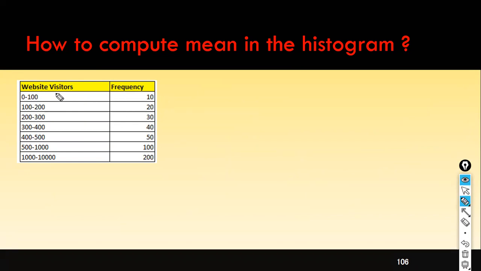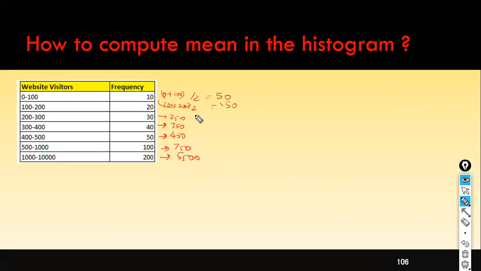So 0 to 100. 0 plus 100 divided by 2 is 50. That is the midpoint. Similarly, you need to find the midpoint for 100 to 200: 100 plus 200 divided by 2, that is 150. This is your midpoint. And for 200 to 300, what is the midpoint? 250 here. Here 350, 450, and here 750. In this case, you get a midpoint of 5,500. Am I correct? Right? Okay.